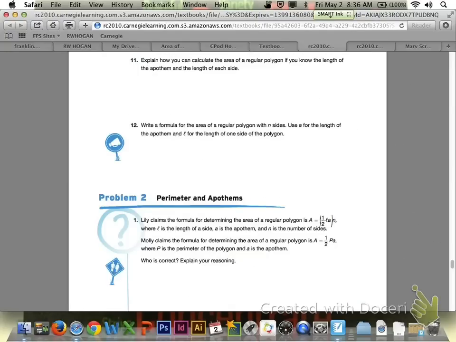Take a look at the top of page 888, and to finish off problem number 1, now we want to try to come up with a formula in which we can find the area of a regular polygon. So go ahead and answer number 11 and number 12 with your group members. Refer back to the questions that you just answered, the steps that you walked through in order to figure out what the area of these regular polygons were, and see if you can come up with a formula.